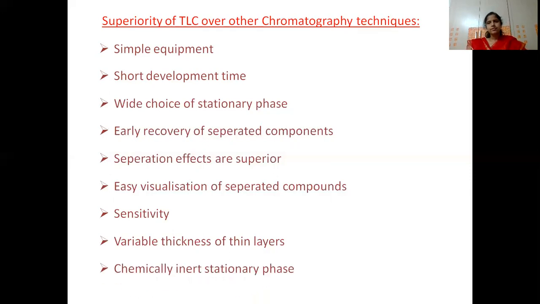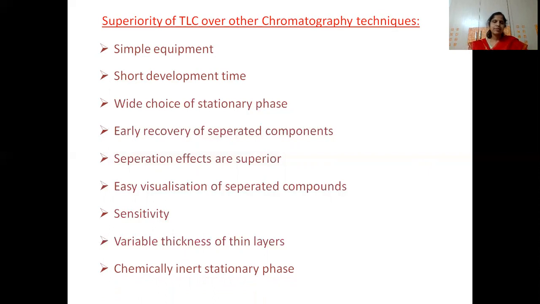All the stationary phases, whatever we choose here for TLC, should be chemically inert. That means they should not chemically react with either the sample or the mobile phase. So these are some of the points on why we choose TLC over other chromatography techniques.